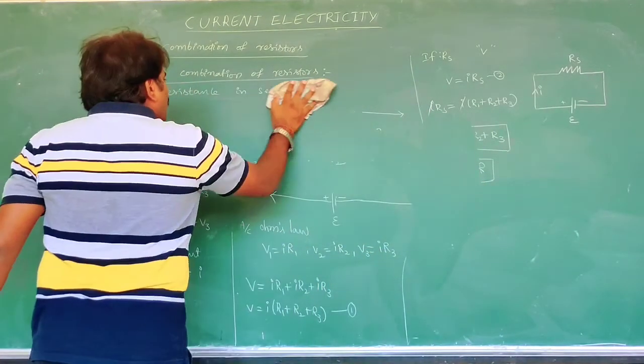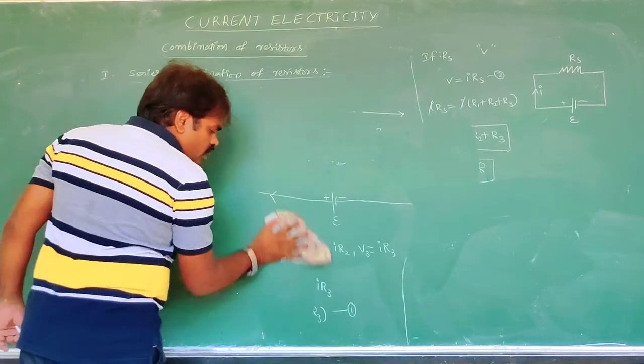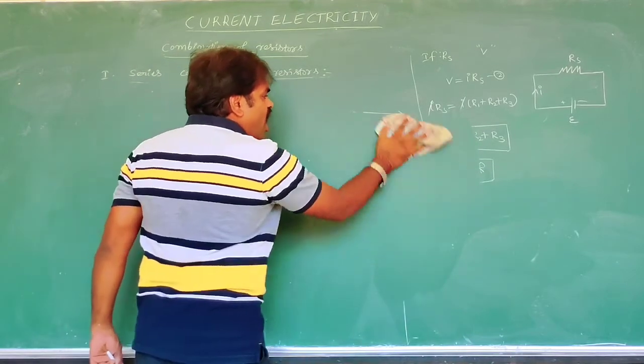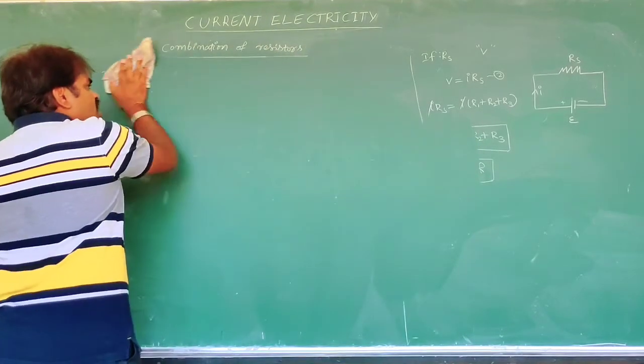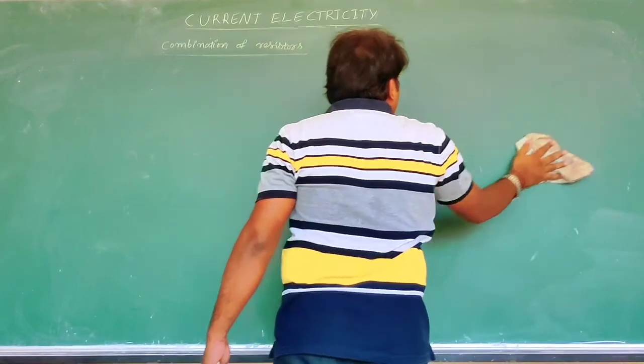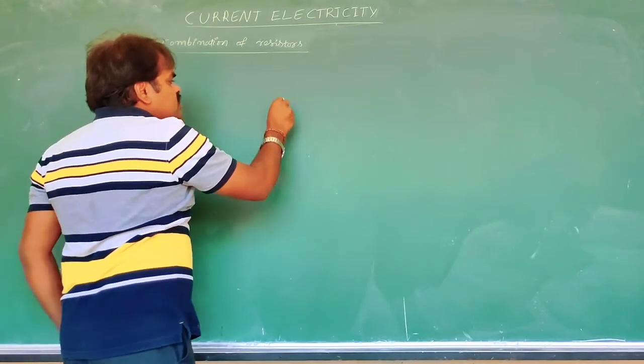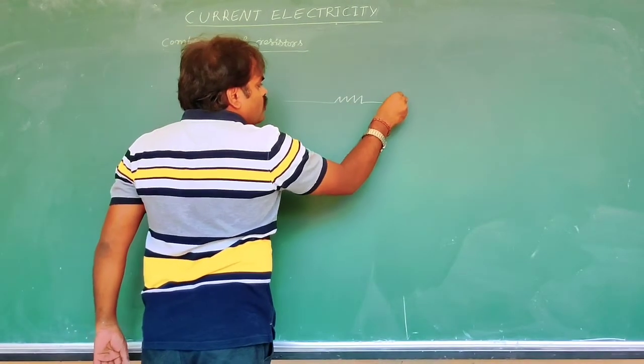Now we are calculating the potential across the R1 resistor, the potential across the R2 resistor, and the potential across the R3 resistor here. Now this is the diagram.